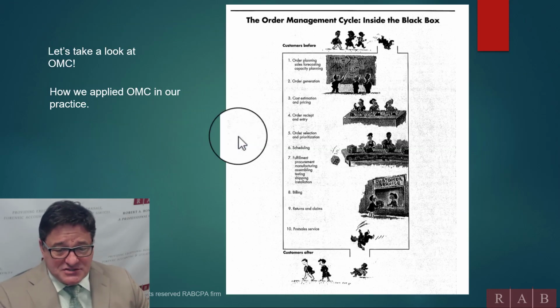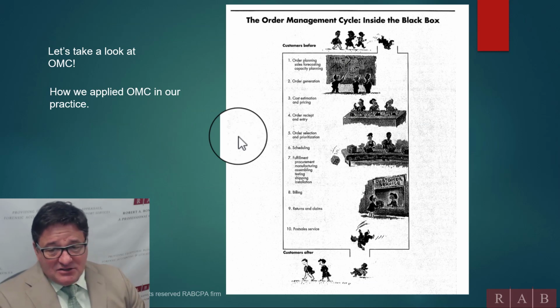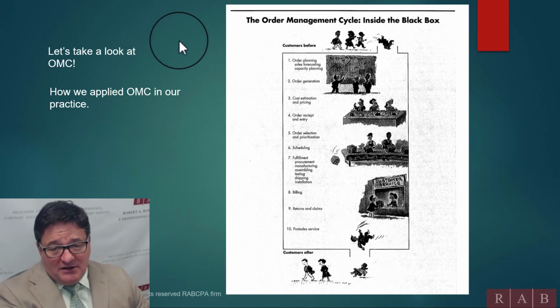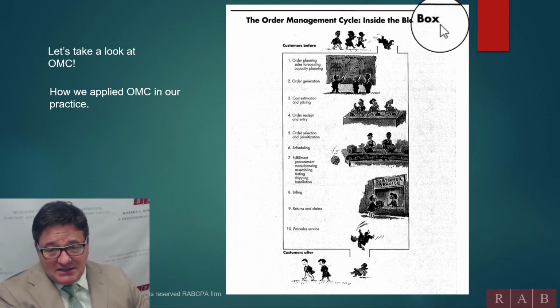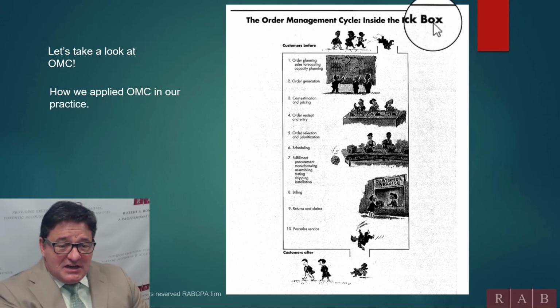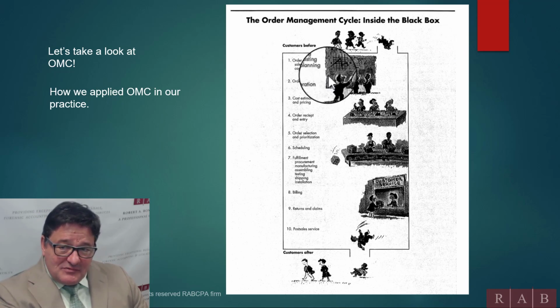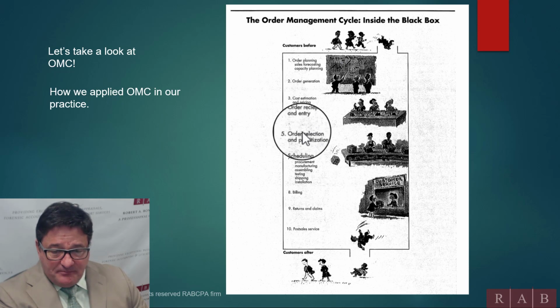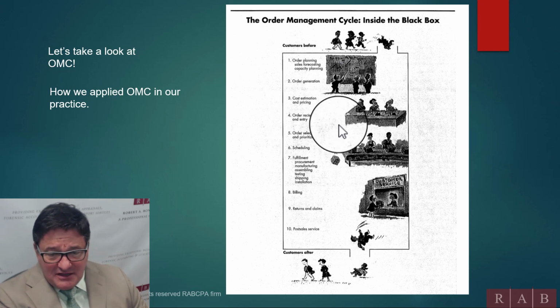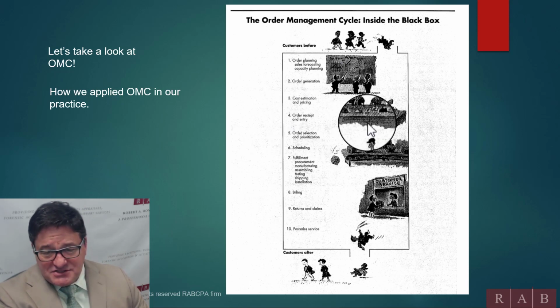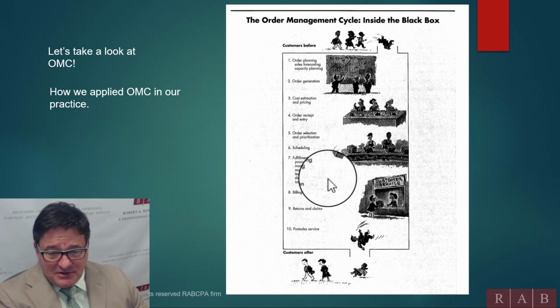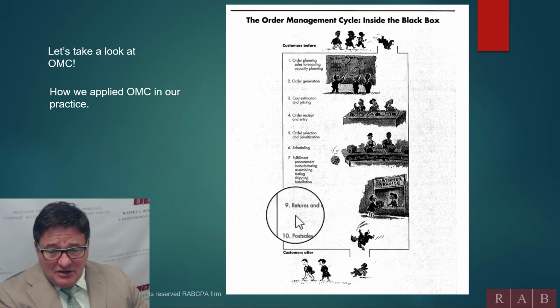Now, let me just take you through this article. This is something that appeared in the Harvard Business Review. And what it basically is what I talked about here. It's called Order Management Cycle: Inside the Black Box. And what it does is it forces you to go in and take a look at all the different things: order generation, how they enter the sale, scheduling, fulfillment, processing, assembling, billing, returns and claims, post-sale service, right?